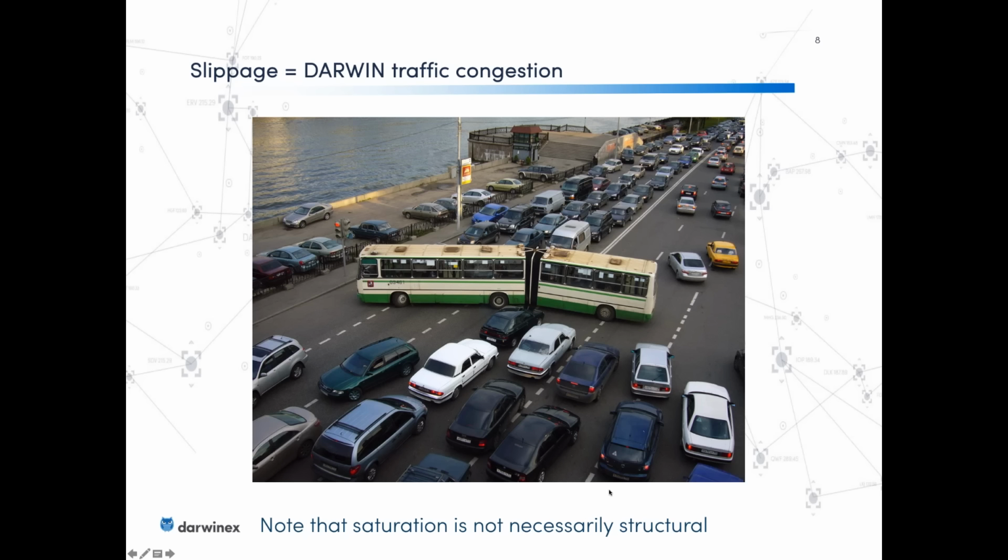Okay. However, you should note, and this is one key to what we'll be thinking of going forward, that saturation, this traffic jam, is not necessarily structural. If you can get people to queue in an orderly fashion, and instead of blocking things by bombing the liquidity at any given point in time, break it up into smaller chunks, then you can basically regulate the traffic.